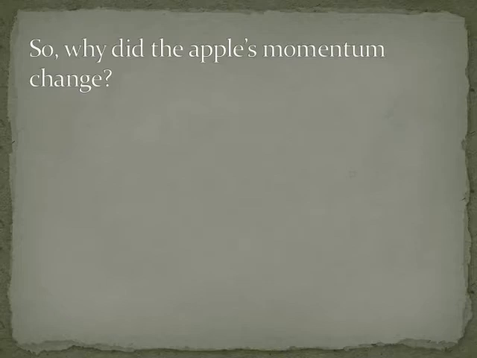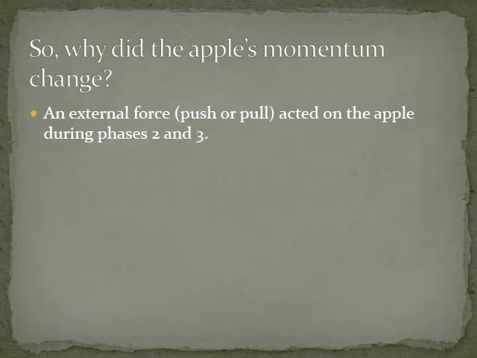When you're dealing with an open system, it's always important to ask yourself the question, why is that object's momentum changing? Because we know momentum in the universe is conserved. So if one object's momentum is changing, we've got to think a little bit about where it came from. And in the case of open systems, the reason why an object's momentum is changing is because there's some kind of external force acting on the apple.